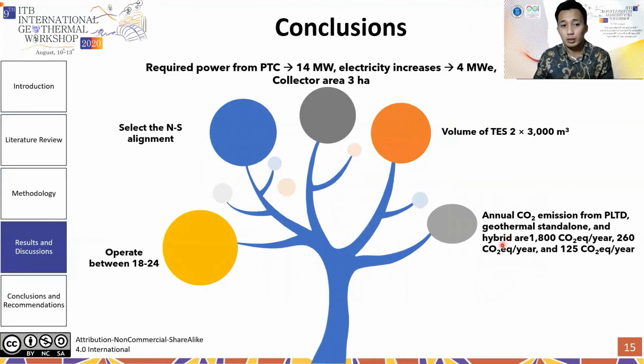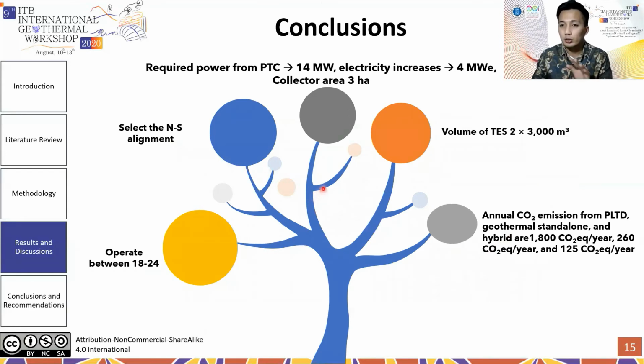For the conclusion, the system will operate between 18 to 24, and it will select the north-south alignment and require power from the parabolic trough concentrator in the amount of 14 megawatt, and it will generate electricity of around 4 megawatt electric, and it needs a collector area of around 3 hectares.